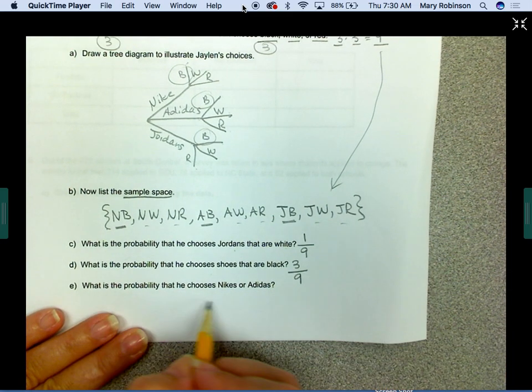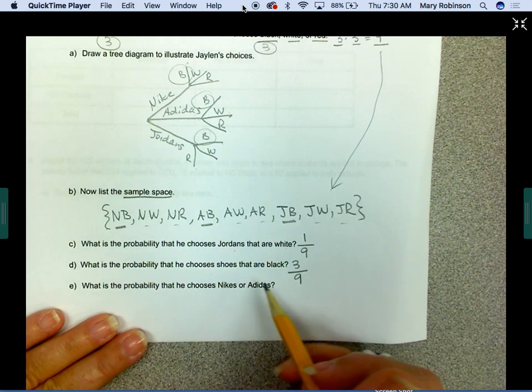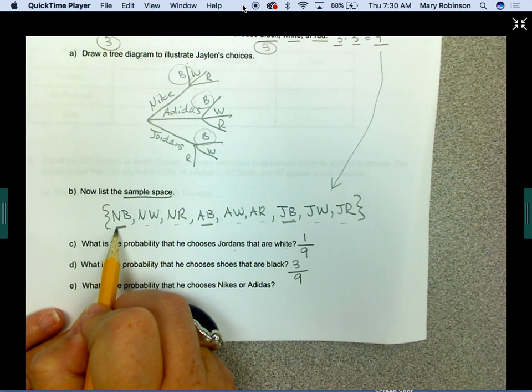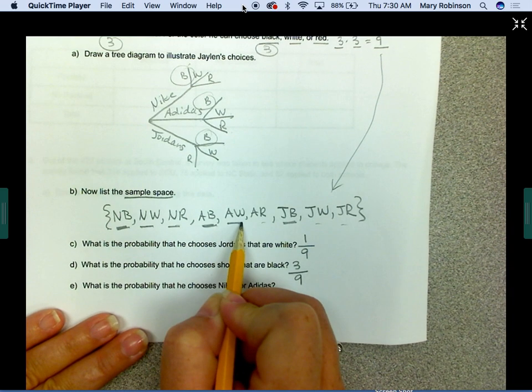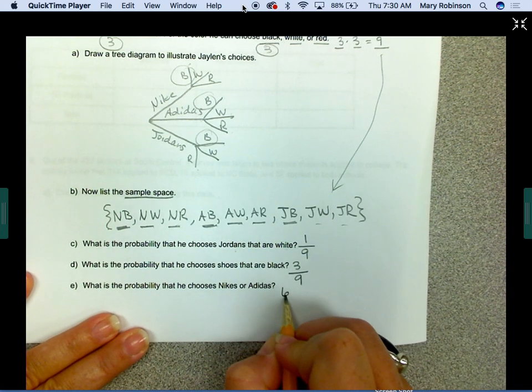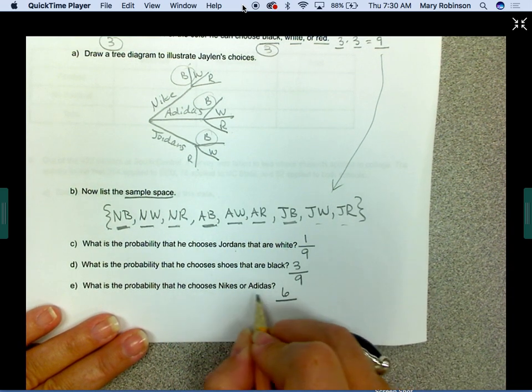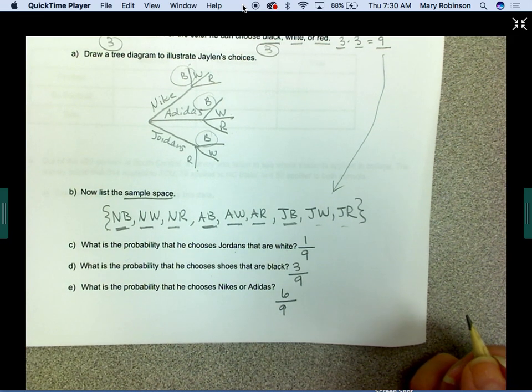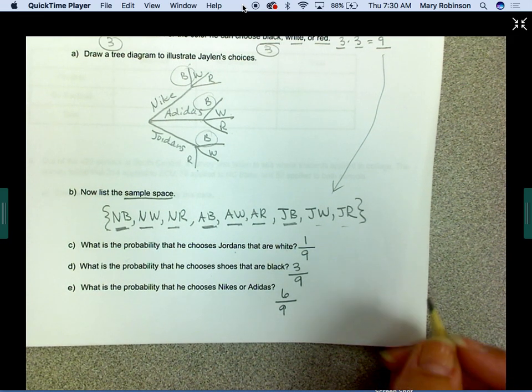And lastly, what is the probability that he chooses Nike or Adidas? Well, there are 1, 2, 3, 4, 5, 6 options that are Nike or Adidas. So 6 out of the 9 options would be the probability.